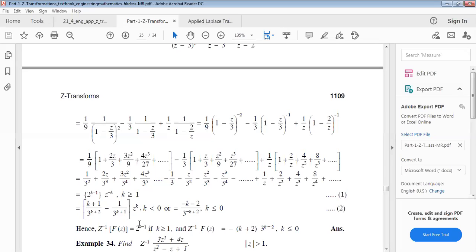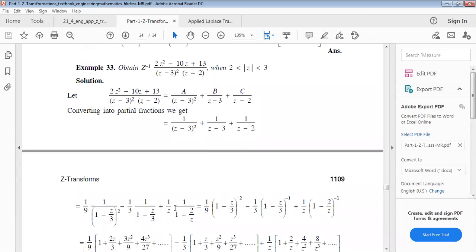Then this is the sequence: the inverse Z transformation of f(z) will be 2 to the power k minus 1 if k is greater or equal to 1, and minus (k minus 2) times this, which can be written as 3 to the power k minus 2, for k less or equal to 0. Just this will be the result.